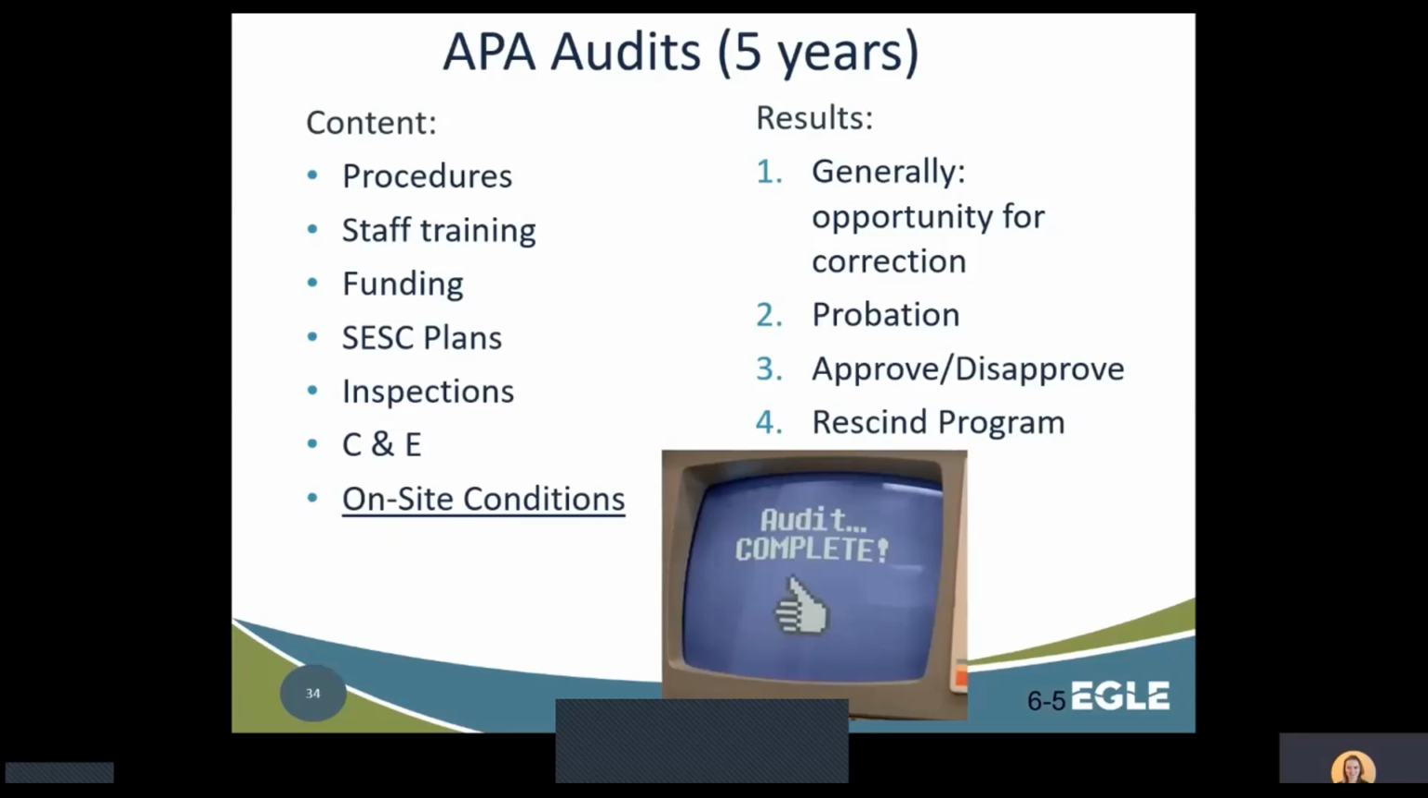EGLE conducts audits of APA programs on a 5-year cycle. The audit is basically the same process as with an enforcing agency. The main difference is the results. The audit would result in an approval or a disapproval and move to rescind the program.